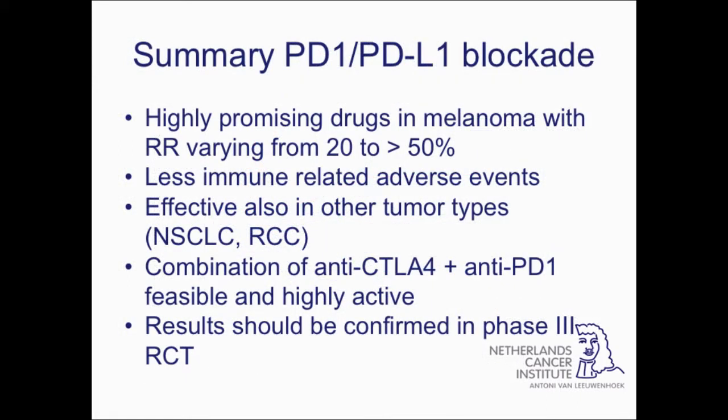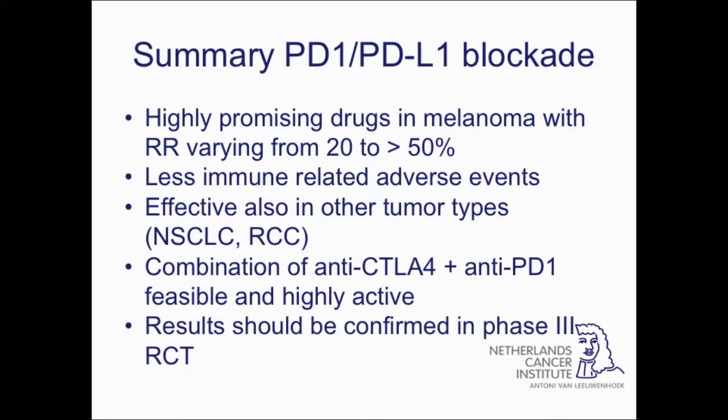So the summary: highly promising drugs, both anti-PD1 and anti-PD-L1, in melanoma, with response rates varying between 20 to 50%, or even over 50%, and they seem to induce fewer immune-related adverse events. It's as effective also in other tumor types such as RCC and non-small cell lung cancer. The combination of anti-CTLA-4 and anti-PD-1 is feasible and highly active, and the results, of course, should be confirmed in phase 3 randomized controlled trials.